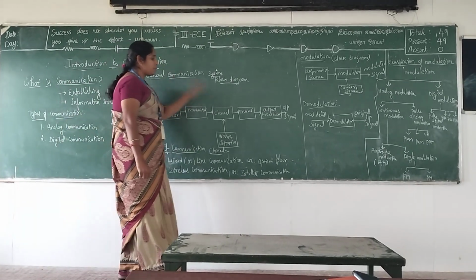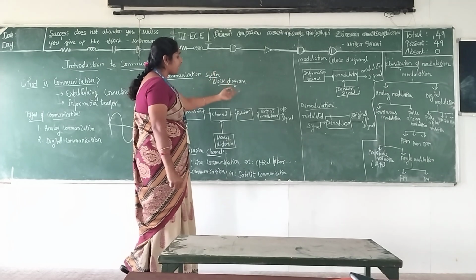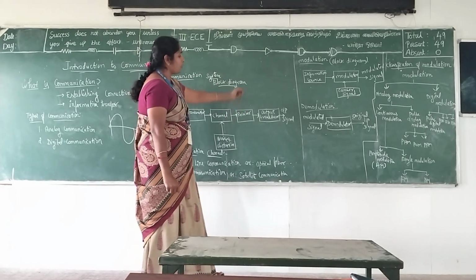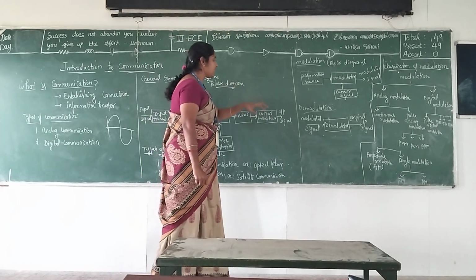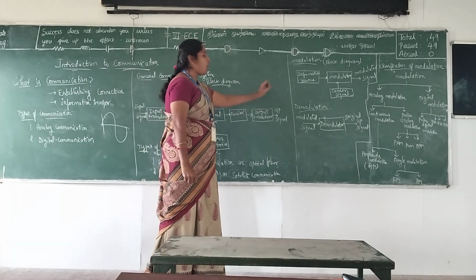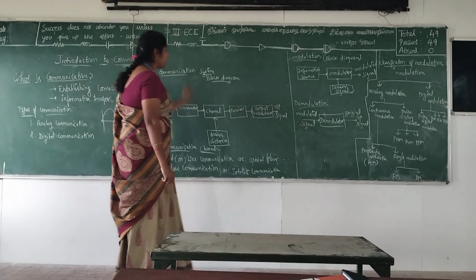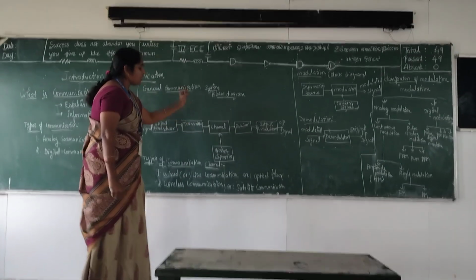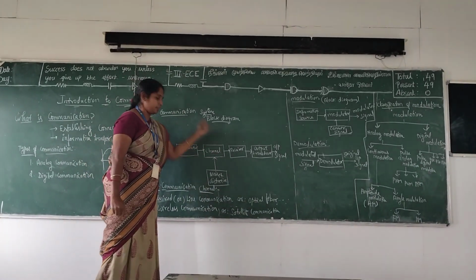Then from the channel, the signal is received by the receiver, and the output transducer converts the modulated signal into the original form. Then we finally get the output signal. Here in the channel, there is a possibility of noise during the transmission.